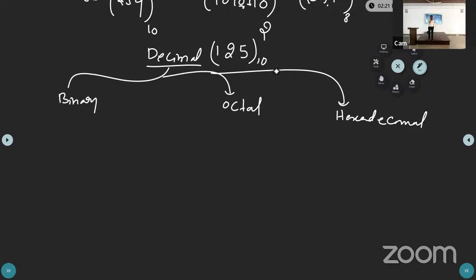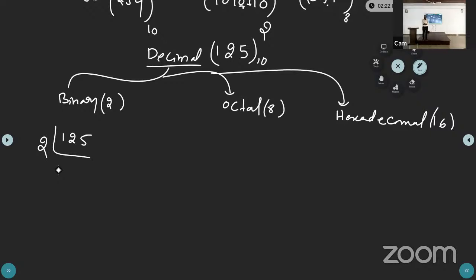If the input value is a decimal value and you are converting to different number systems, first find out the base of that number system. What is the base here? 2, 8, 16. Now write the same decimal number here, the same decimal number here. Now we divide with the destination number system base. We are converting decimal to binary. So what is the binary number system base? 2. So now we divide with 2.